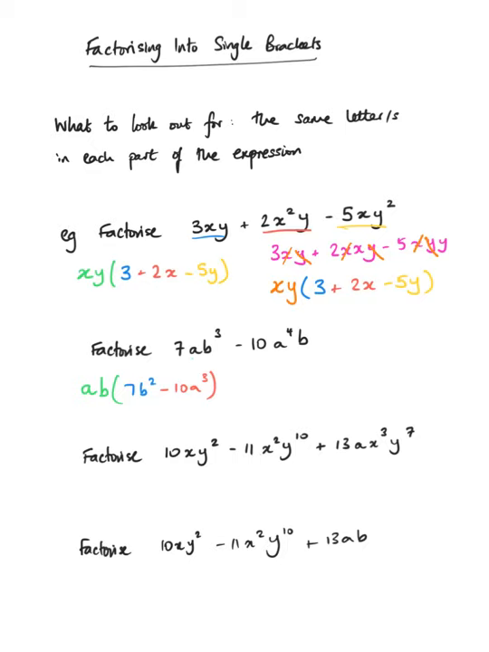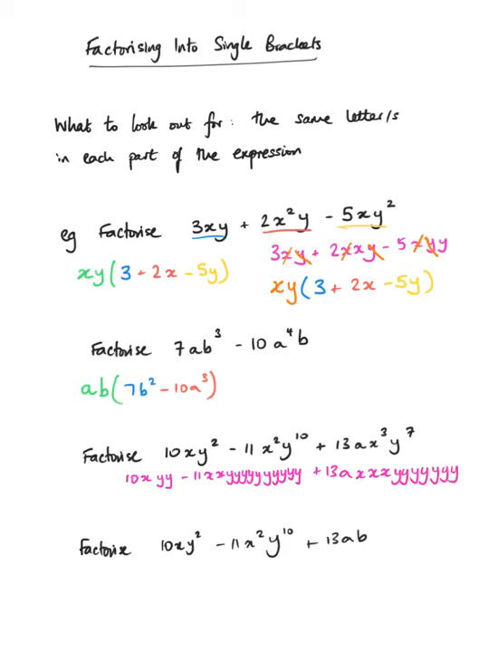Okay, for this next one I'll use the expanded method. Luckily the numbers don't share any factors. So they have got 10xyy minus 11xx with 10 y's plus 13axxx with 7 y's.